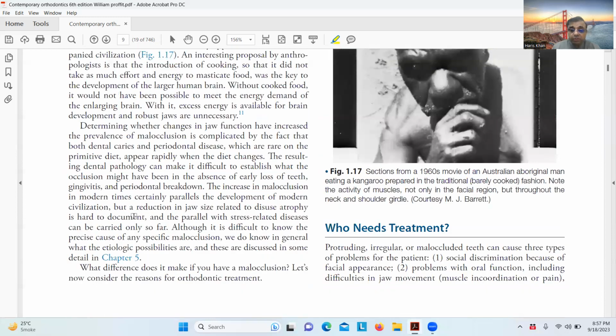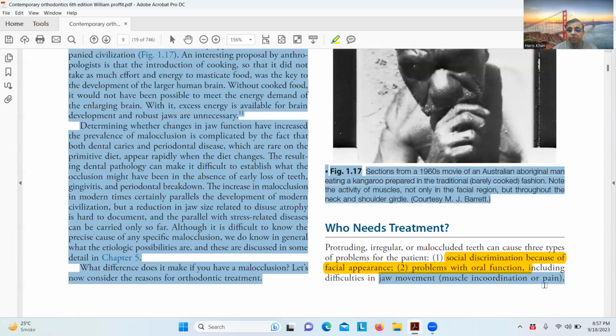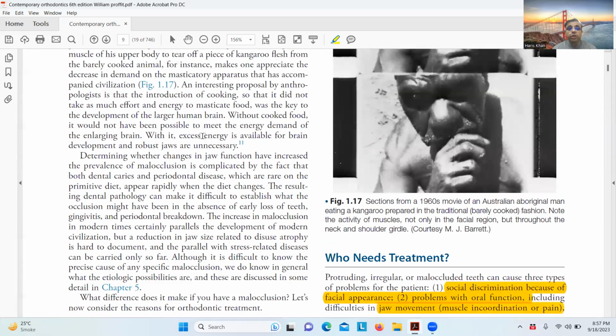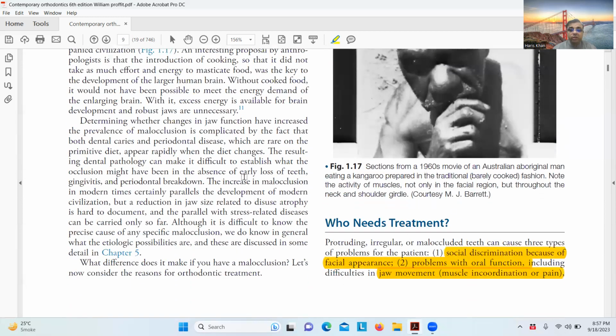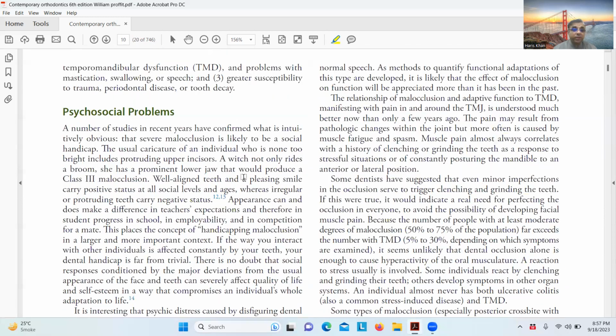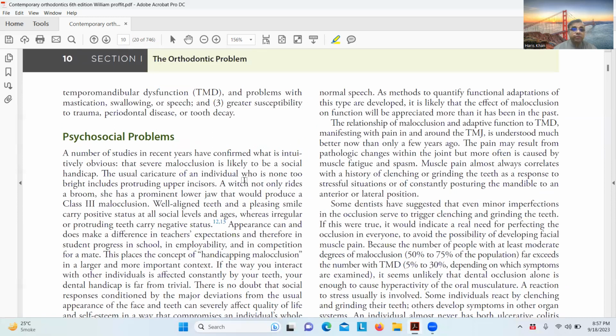So who needs treatment? Problems with function, including difficulty in jaw movements. This is something important here. I told you that for the other lines, just make a summary of one or two lines, and do not read it close to the exam. So these three things are who needs treatment.